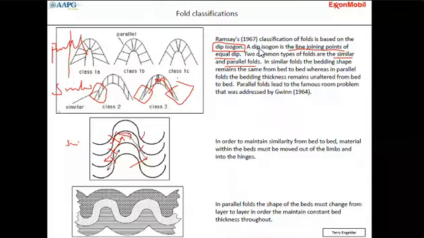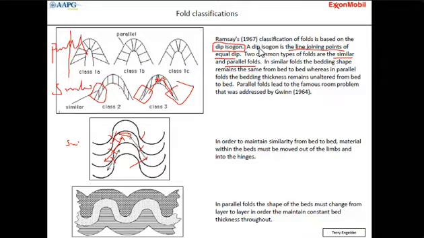Similar fold, you have the same shape of the beds as you go from bed to bed. For you to have the same shape, it means that you have to move materials from the limbs area to the hinge area, to maintain the same bed shape. Because of that, the limb area is going to be thin compared to the hinge area. That is why class 2 and class 3 are called similar folds, because you can see how big the hinge areas are compared to the limbs, because materials have been moved from the limbs to the hinge area. That's because we want to maintain the same shape of the bed from bed to bed.